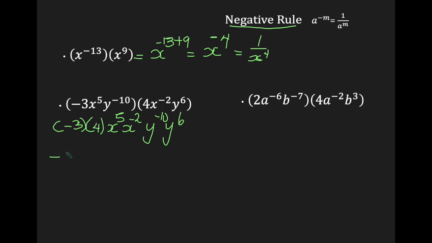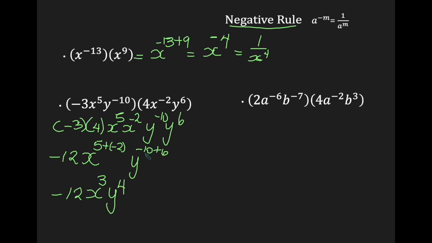Negative 3 times 4, negative 12. Now here my bases match, so I'm going to keep my base, and I'm going to add 5 plus negative 2. And then the y's, I'm adding negative 10 plus 6. So I have negative 12, x. Now remember, when the signs are different, you perform a subtraction, which gives us 3, and keep the sign of the larger absolute value. So that's a positive 3. Then we have y. Again, my signs are different, so I perform a subtraction, which gives me 4. But my larger absolute value is 10, so my answer is negative 4.